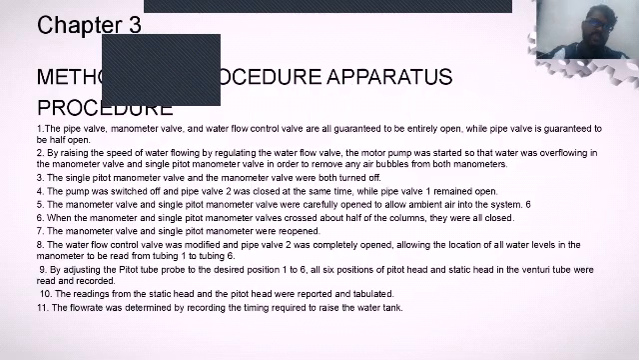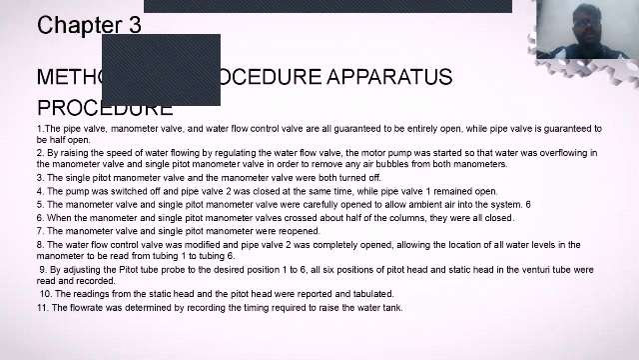Moving on to our third chapter, the methodology on the procedures and apparatus for the experiment. We will have 11 accordingly fixed procedures. For the first procedure, the pipe valve, manometer valve, and the water flow control valves are guaranteed to be entirely open, while the pipe valve is guaranteed to be half open.